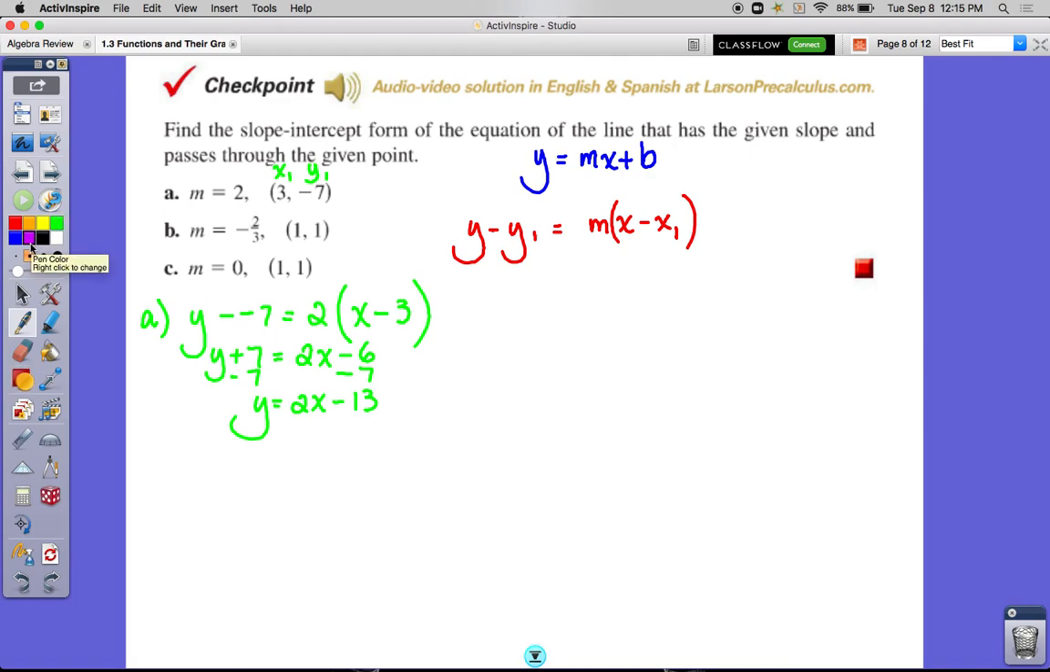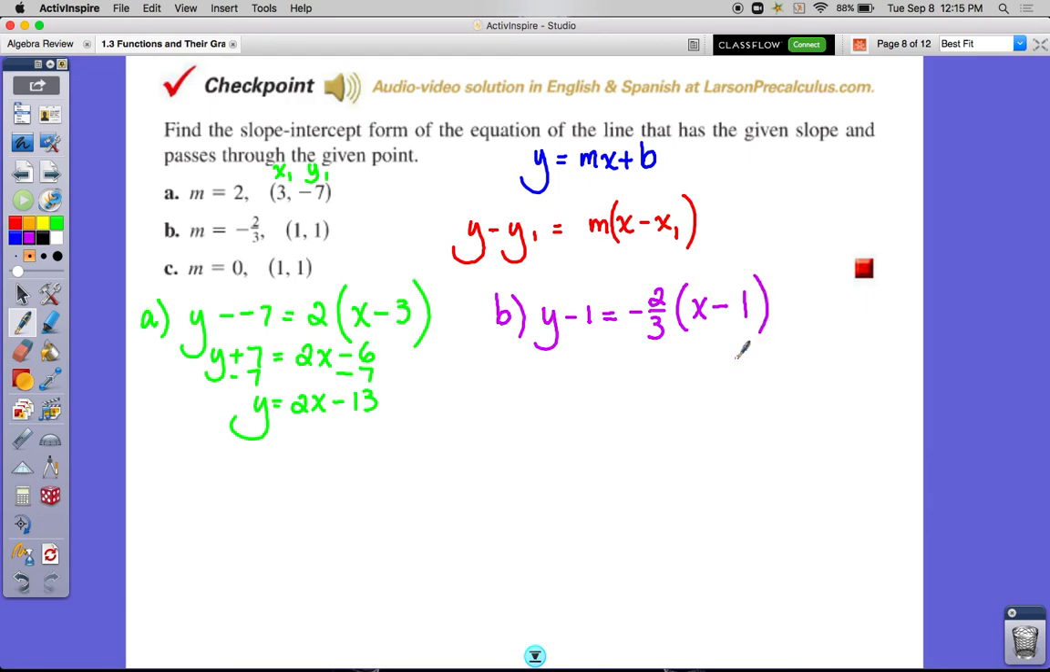All right, so for part B, I'm just going to move that over here. I'm going to use the same equation. It gives me a slope. It gives me y, and then y1 is negative 1, or just 1, so y minus 1, excuse me. And then the slope is negative 2 over 3. And then x minus a positive 1.